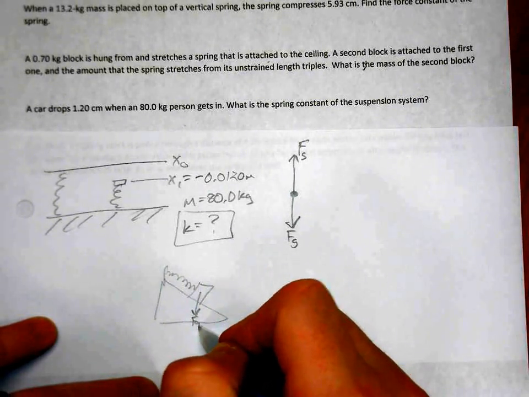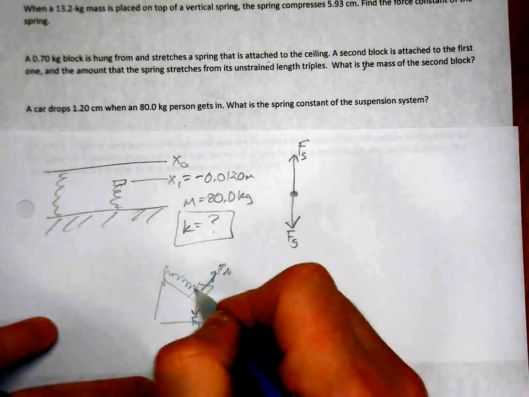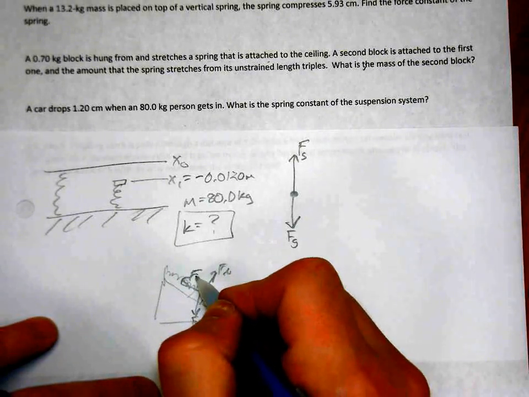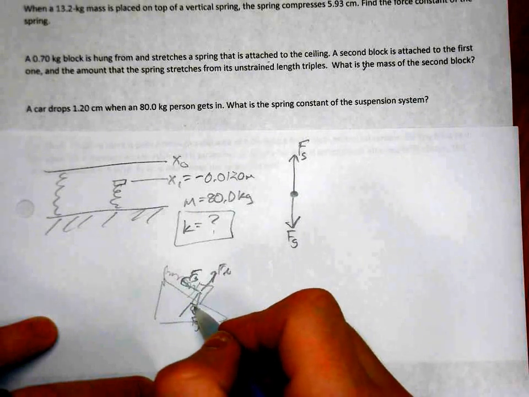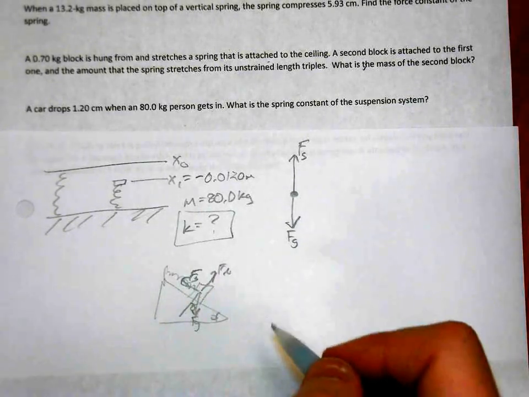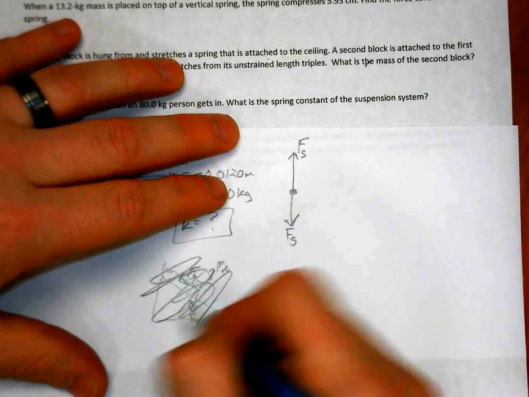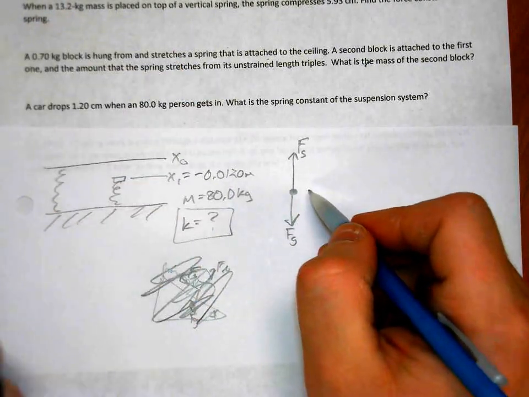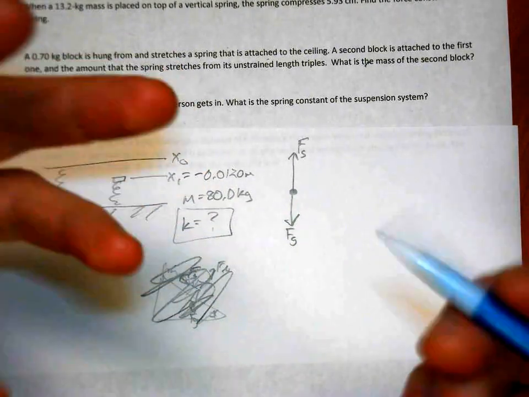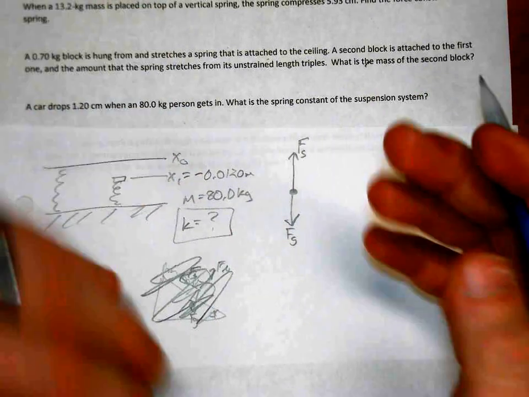You have FG, you have the normal force, you have the force of the spring, you know, this is theta, that's theta. Okay, so everything gets super complicated. Well, just get in the habit of always drawing a free body diagram, so that way you visualize all the forces acting on the system.